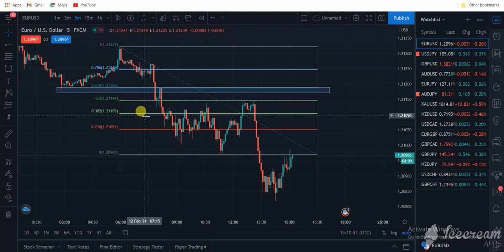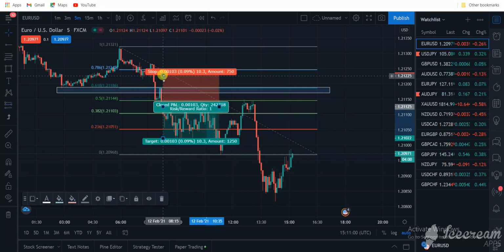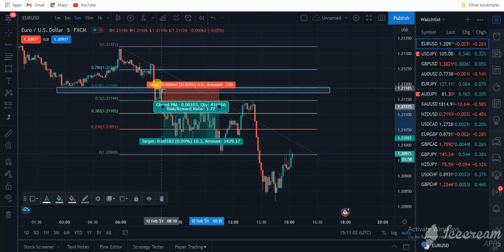So for my stops and targets, I'll be using the previous market structure. Like if you got in on the trade at this point, then your stop should be just above the engulfing candlestick, just slightly above at this point.